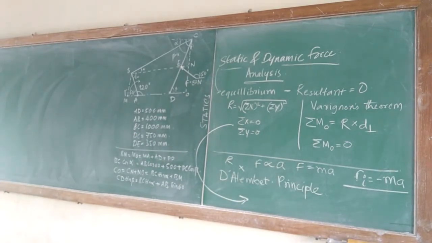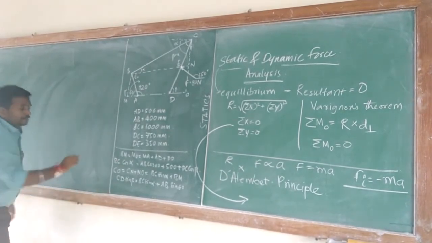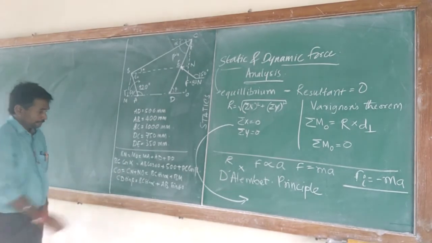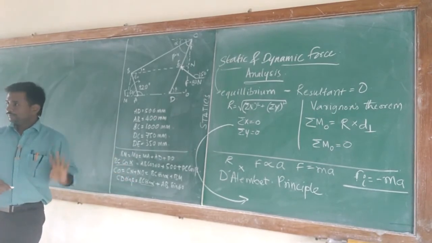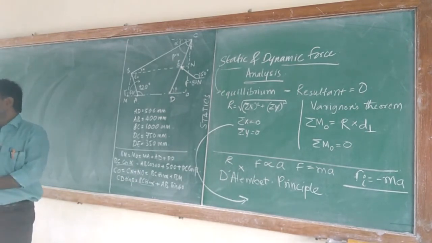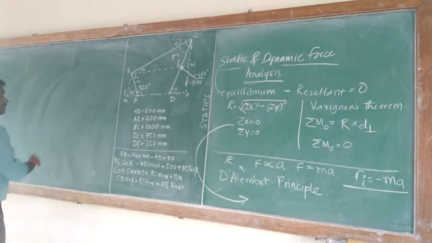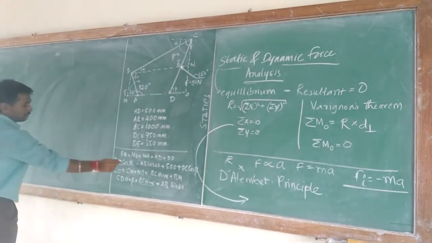We have to solve equations 1 and 2. How will you solve it? Here we have cos alpha, here we have sin alpha, and the magnitude is the same for both. So let us try to make it sin square alpha plus cos square alpha. Fine. Then tell me the values for equation 1. BC, what is BC? 1000, so 1.